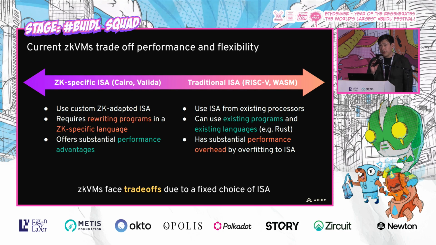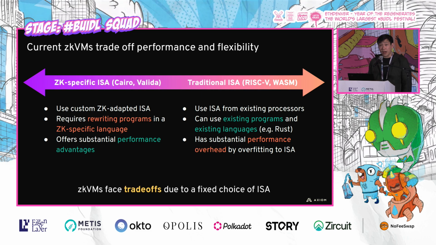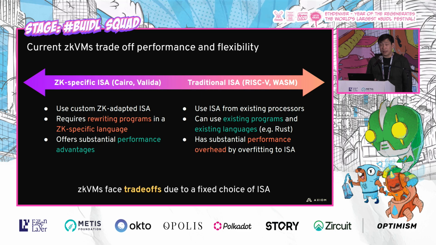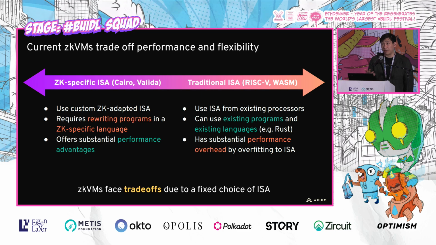The other option is for developers to use a more traditional ISA, something like RISC-V or WebAssembly, that's already used as a compilation target for normal programming languages.